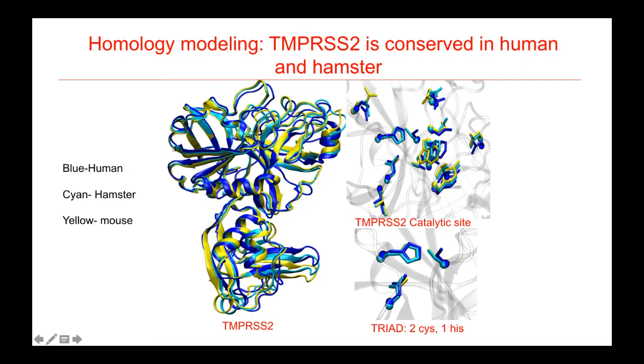This is the catalytic site for which a lot of inhibitors have been identified in tumor settings. If you further zoom into this catalytic site, it has the triad of two cysteine and one histidine. These are the three amino acids where the cleavage happens. This is also pretty much conserved between the mouse, hamster, and human. So it looks like this is going well in the hamster.